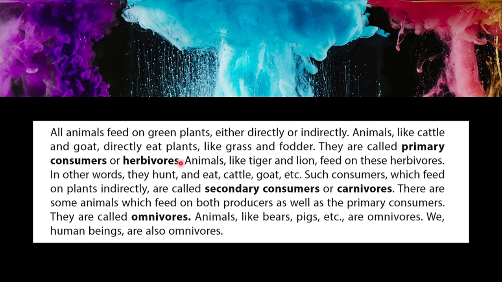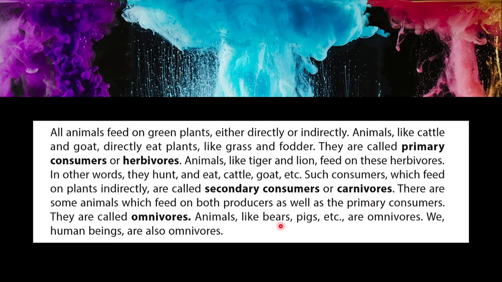They are called primary consumers or the herbivores. Animals like tiger and lion feed on these herbivores. In other words, they hunt and eat cattle and goat. It means the lion eats goat, cattle and cows, etc. Such consumers which feed on plants indirectly are called secondary consumers or the carnivores. There are some animals which feed on both producers as well as the primary consumers. They are the omnivores.